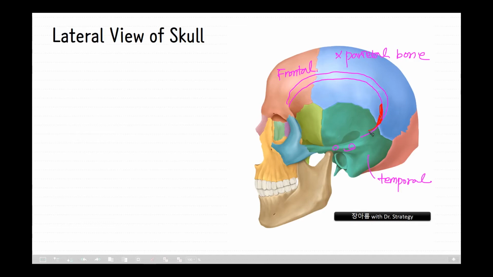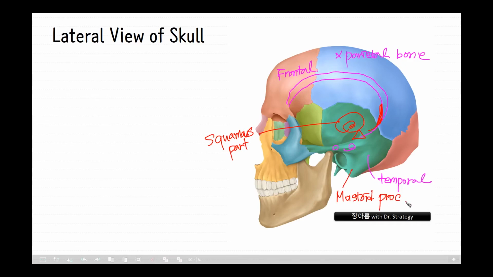As it curves down to the posterior part of the squamous part of the temporal bone, this is the squamous part of the temporal bone, forming a supramastoid crest around here at the base of the mastoid process. As you know, this is the mastoid process of the temporal bone.